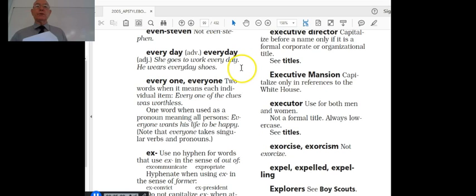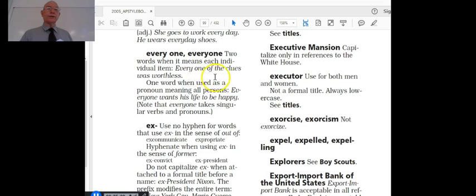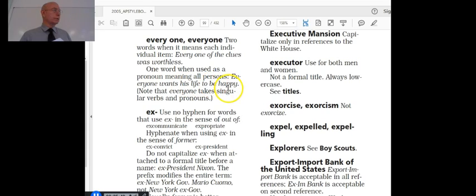So you have two words that are spelled the same except for the space, but they mean something totally different. One is an adverb and one is an adjective. Every one and everyone: every one with a space in between, and everyone is one word. Two different words. Every one of the clues was worthless. So that's separated. But everyone wants his life to be happy. It's unified, one word. So even some of the stuff that you think you understand, you may not understand.